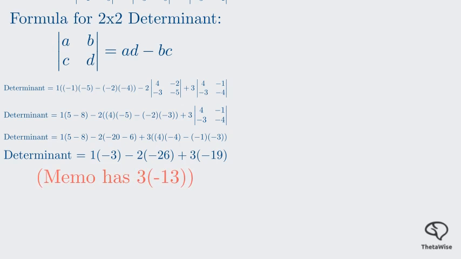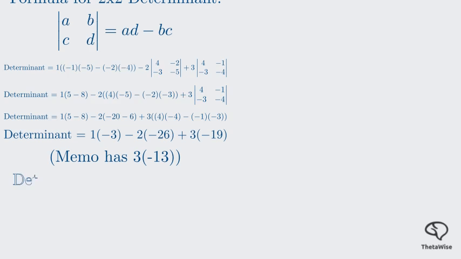And it has plus 3 times -13. Our calculation gave -19. Let's recheck that last one. 4 times 4 is 16. 1 times 3 is 3. So 16 minus 3 is 19. It seems the memo has a slight error here. It's a great example of why it's important to do the calculations yourself. The memo incorrectly calculated the determinant of the last 2x2 matrix. Let's continue with our corrected values.